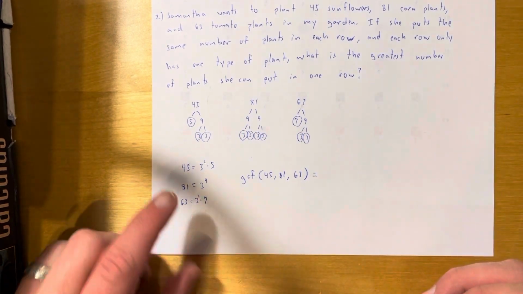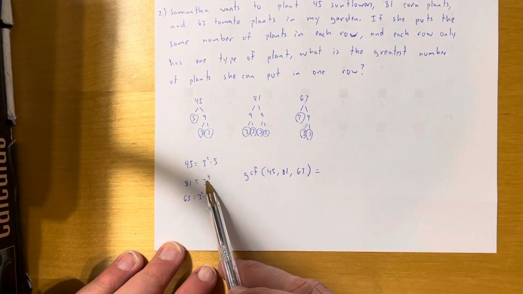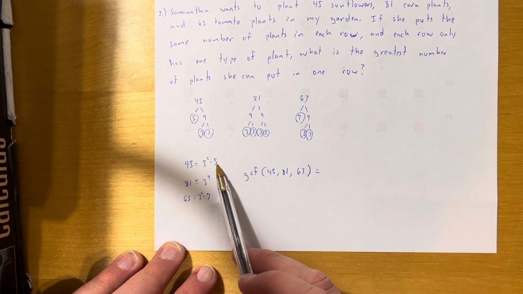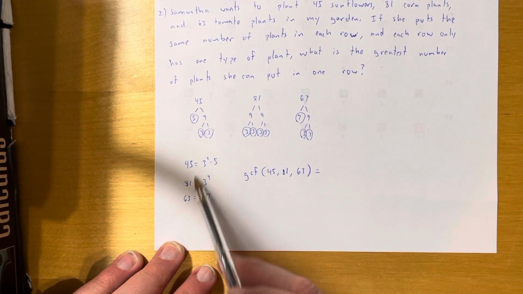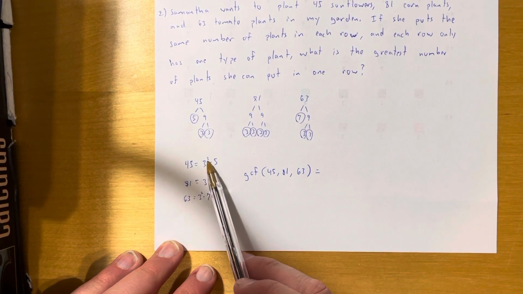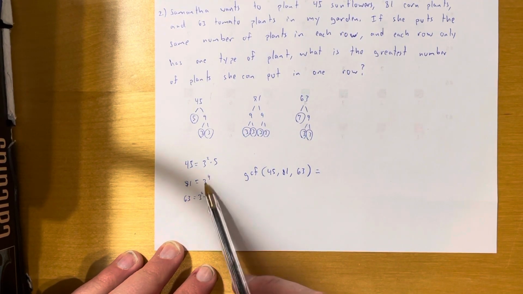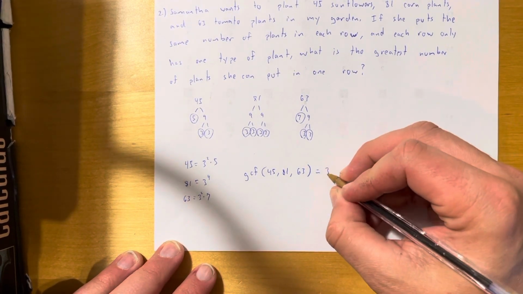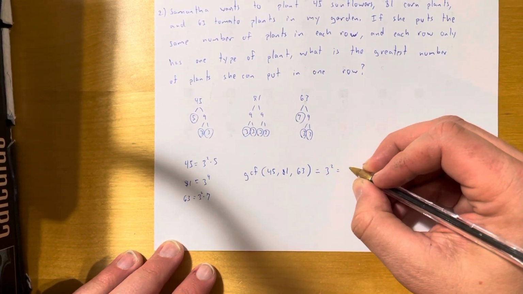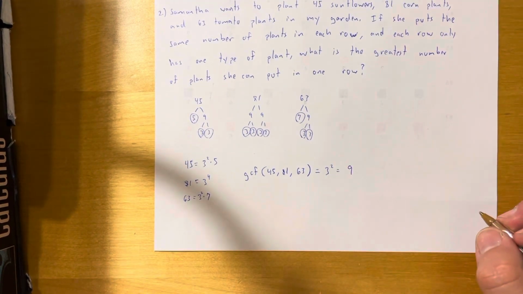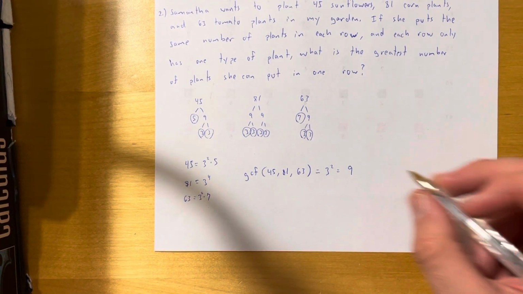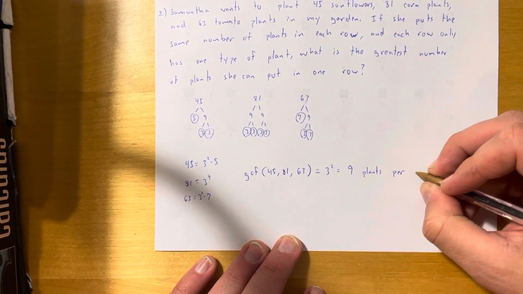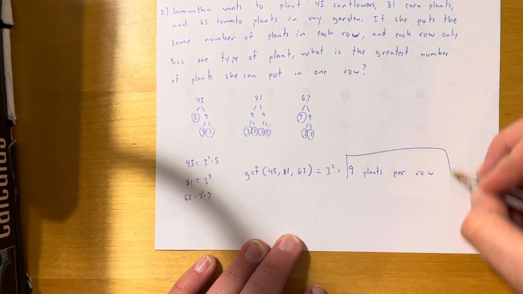Okay, so the only prime that's appearing in all three of these prime factorizations is the number 3. We have a 5 and a 7, but neither of those are appearing in all three of them. And not only that, the smallest power that I see appearing in any of these three prime factorizations is 3 squared. So that's going to automatically become our GCF, 3 squared, which is 9. And again, it's 9 plants per row. That's what the question is asking us for.